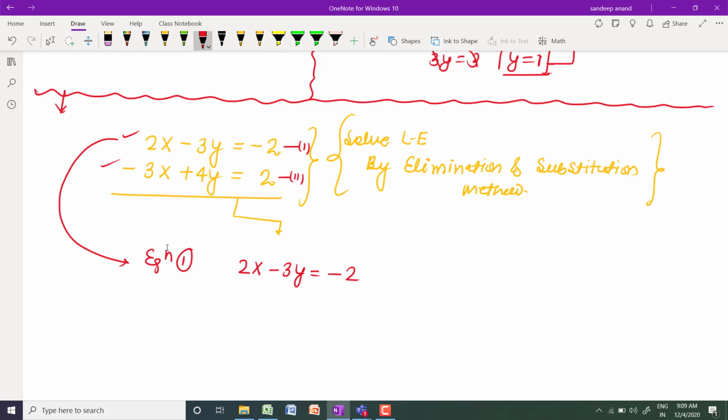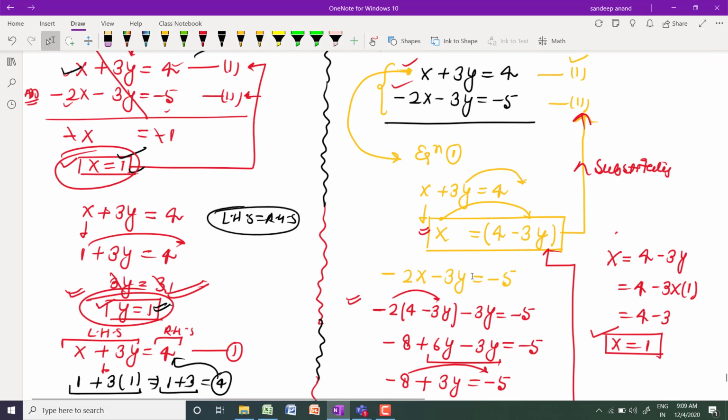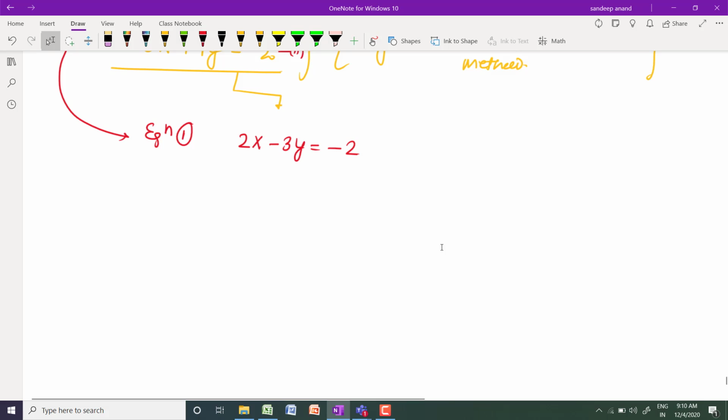Now in the previous substitution method, I calculated the x variable value. Here I am going to calculate the y variable value, because you are free to calculate any variable value with respect to another variable. If I transfer this minus 3y to the right hand side, it becomes positive, and if I transfer the left hand side value, it also becomes positive. So 3y is equal to 2x plus 2.